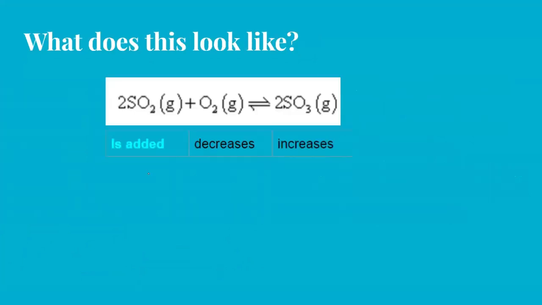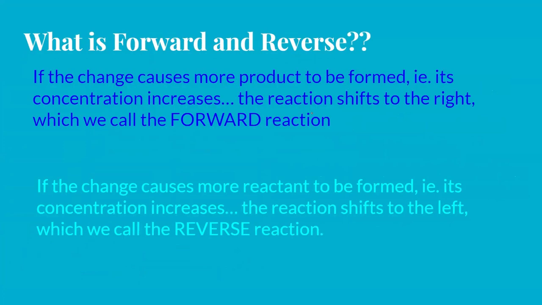Okay, so here, I have it kind of broken down for you. I add SO2. If I want to get rid of the excess SO2 and get SO2 back to what it was doing before, I have to go forward and use it up. So that means that my oxygen is going to go down, my SO3 is going to go up. So this is a change that would cause the reaction to shift forward.